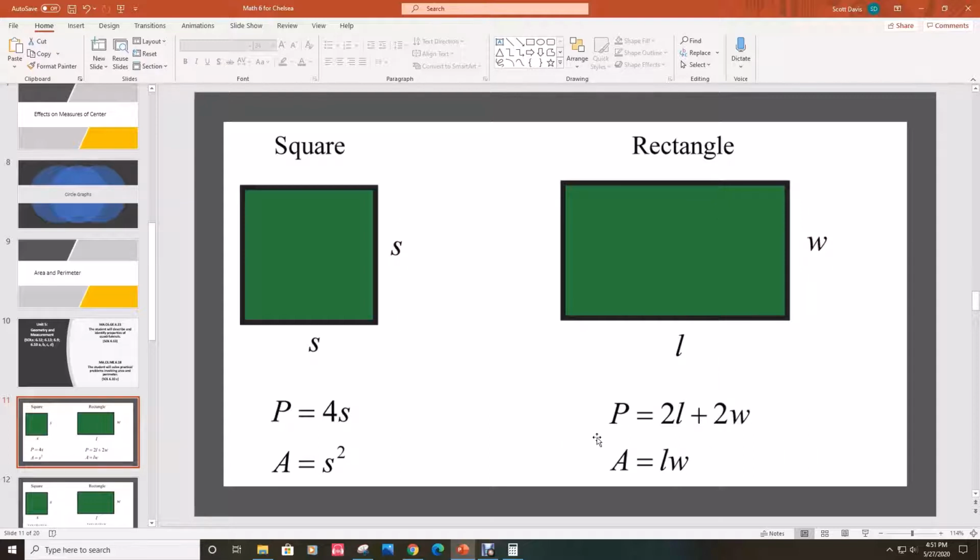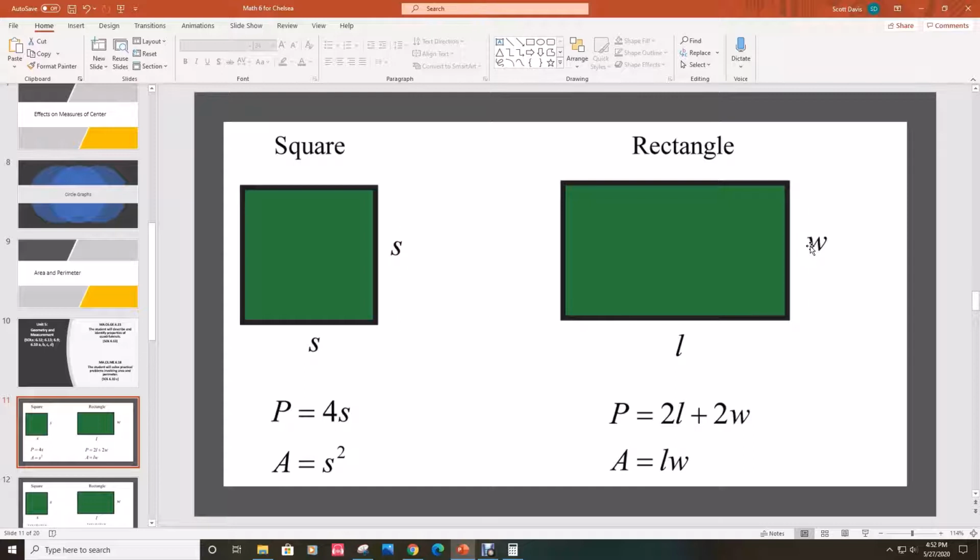For our rectangle, there are different ways you can word it, but on your formula listing, I believe the perimeter equals 2 times the length, plus 2 times the width, the width of your rectangle. That's your perimeter. And then your area is going to be length times width.